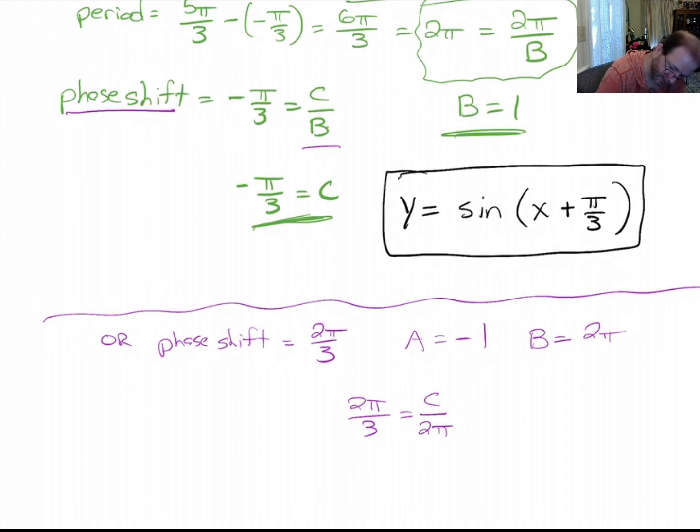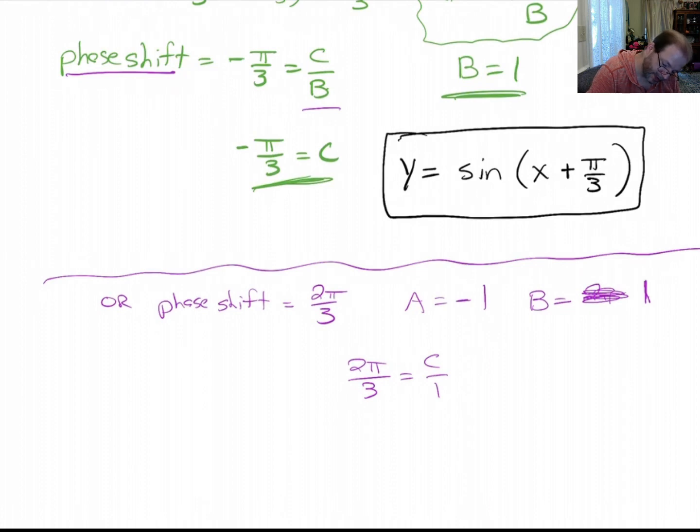I got ahead of myself here. B is not 2 pi, B is 1. 2 pi is the period. 1 is the B. So this down here is 2 pi over 3 equals C over 1. So my C is 2 pi over 3. So you get minus sine of x minus 2 pi over 3.